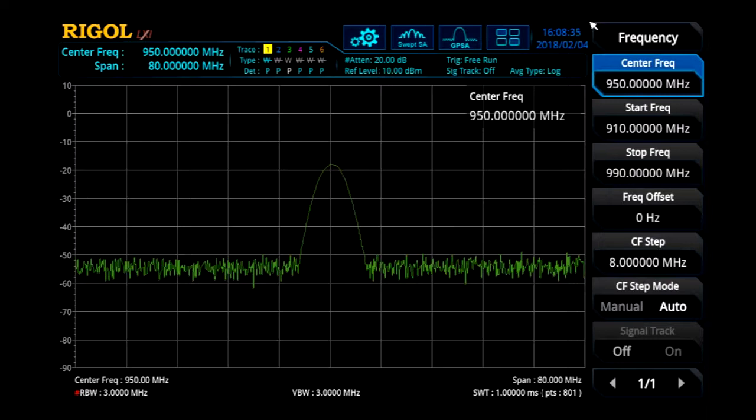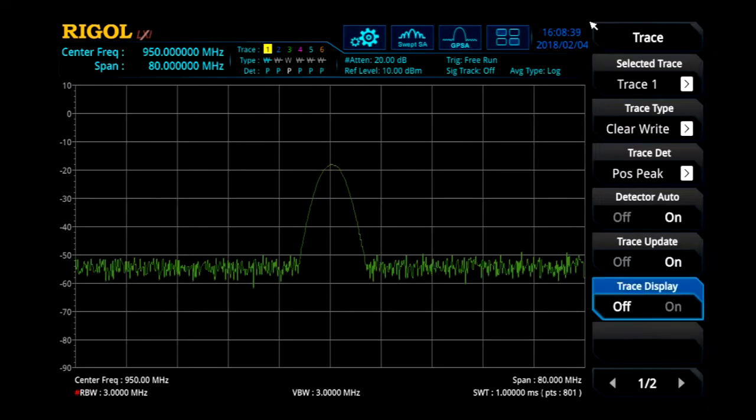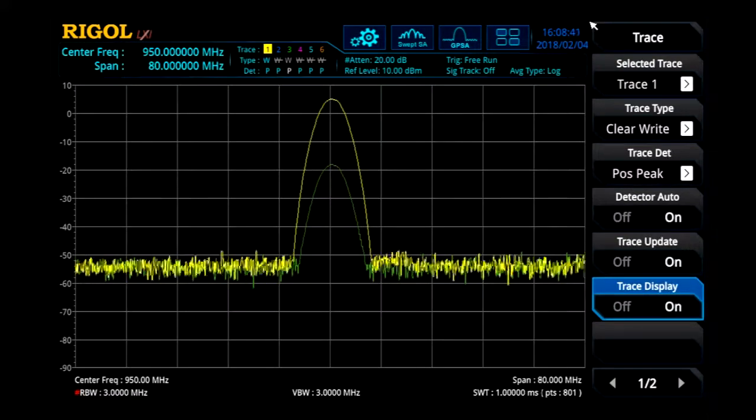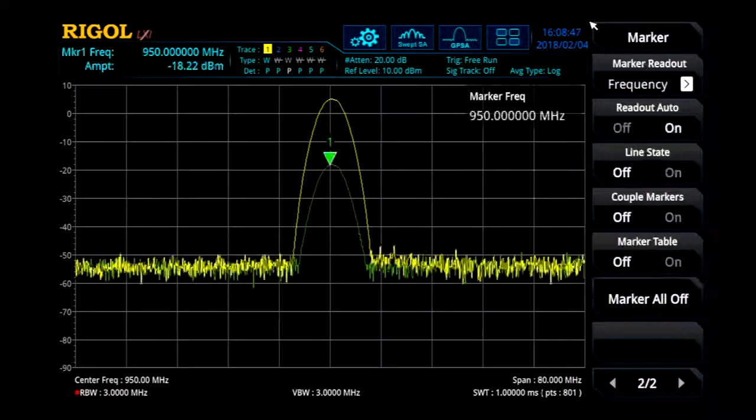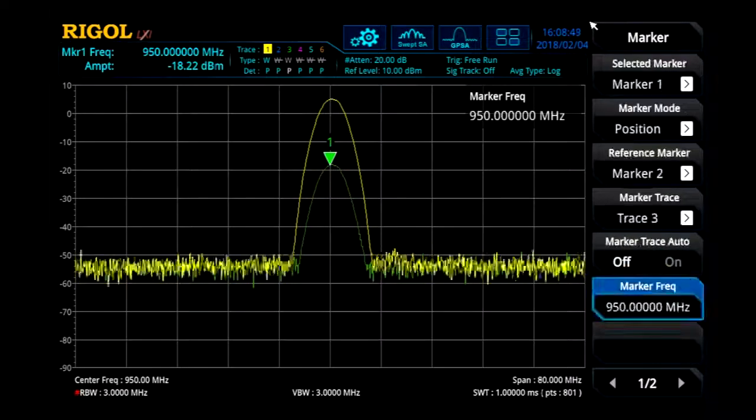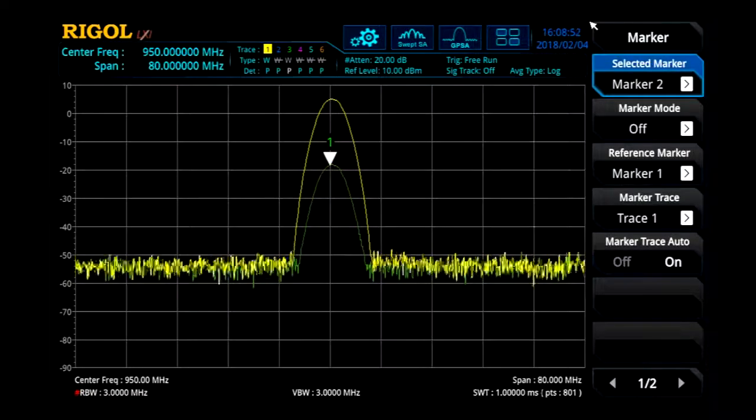Next, let's measure an amplifier. First, we measure the power of a fixed signal without the amplifier and have frozen that in green. Now, we can connect our amplifier, turn that on in another trace, and we can see the difference, the amplification at the center frequency of 950 megahertz.